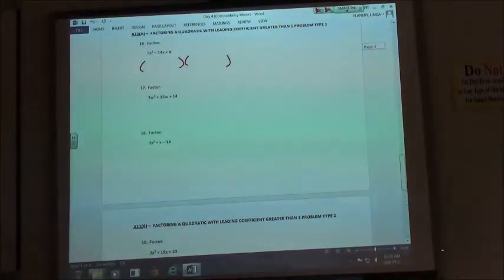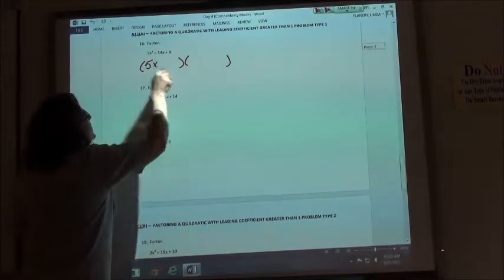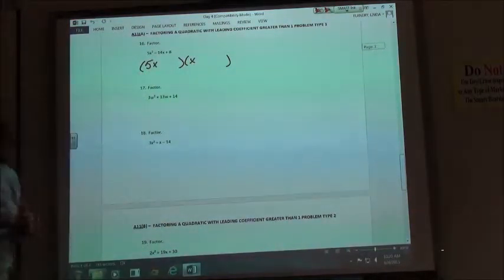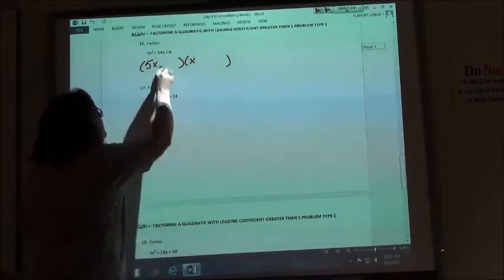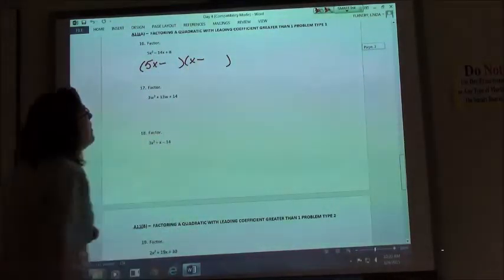But I'm doing the same kind of thing. First of all, I'm factoring my leading term. For 5x squared, 5x times x, or x times 5x, whichever order you like to put them in. My rules for my signs basically are the exact same thing. If the end is positive, they both have to be the same as the middle. So since the end is positive and the middle is negative, I'm going to have a negative and a negative.